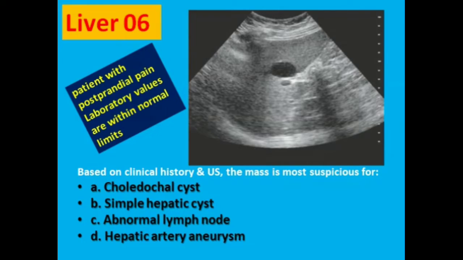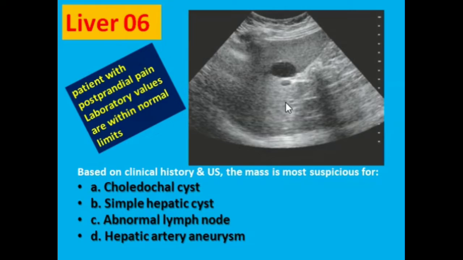ultrasound images. This image belongs to a patient with postprandial pain. The laboratory values were within normal limits. The query is that this anechoic mass which appeared here, what is to be considered? First of all, choledochal cyst. Choledochal cyst means a cyst which is attached to the CBD. Here it is less likely.